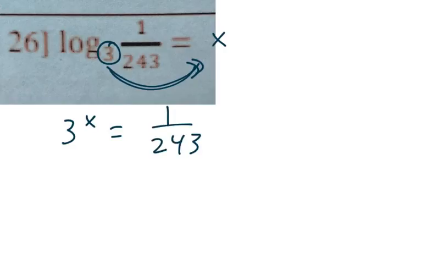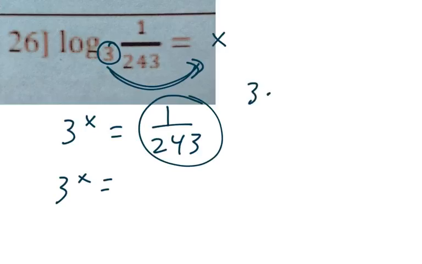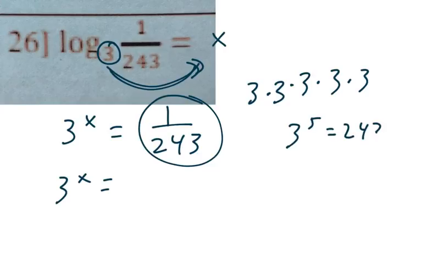So what do we do here? Well, we have a 3 to the x power. Can we change this to a 3 power? Guys, just take your calculator and go 3 times 3. Don't you get 9? Times it by another 3. Don't you get 27? Times it by another 3. Don't you get 81? Times it by another 3. Don't you get 243? So in other words, 3 to the 5 is 243.